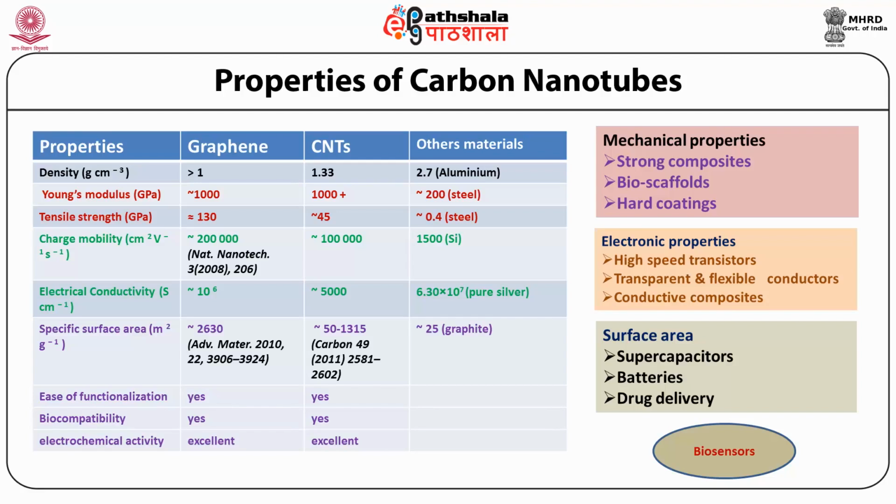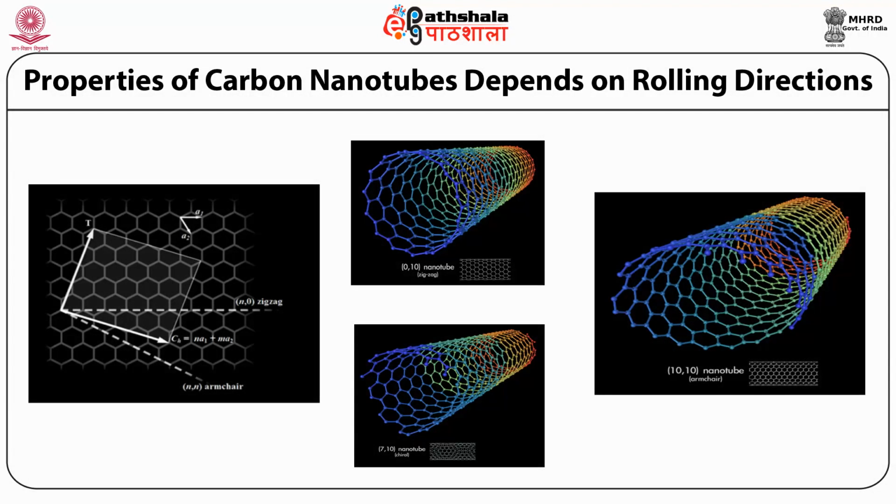Similarly, if I talk about high surface area and other things, this can be useful for supercapacitor, battery application and drug delivery. And if I talk about charge mobility and electrical conductivity, this will lead to good transistor and electronic devices. And mechanical properties give a bioscaffold and a strong composite, and all these things are suited for these properties.